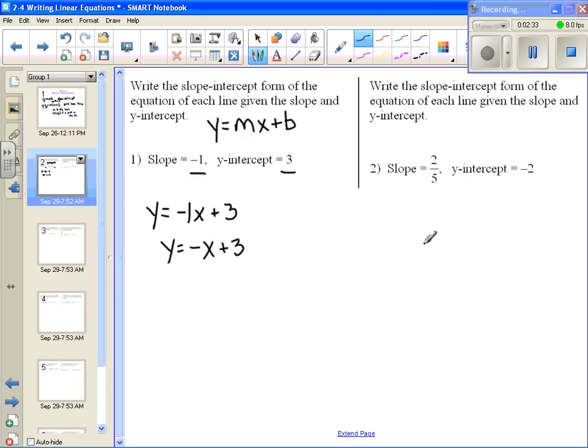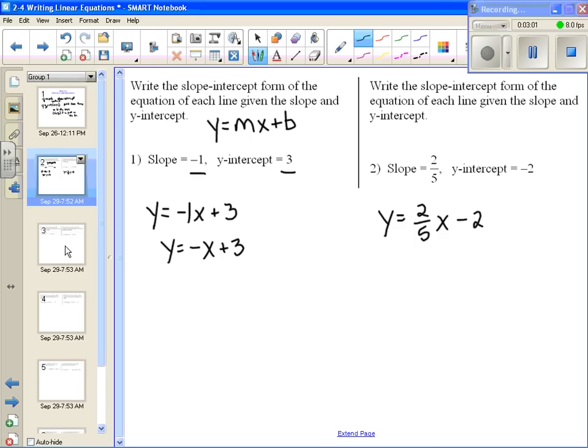So go ahead and try the second problem. Pause the video, see if you can try it, and then check back for the answer. So here again, we already have the slope and the y-intercept. You actually just plug it into the formula. y equals 2/5 x. Y-intercept is -2, so we have -2. And it honestly, truly doesn't get any easier than that, but it does get a little harder.